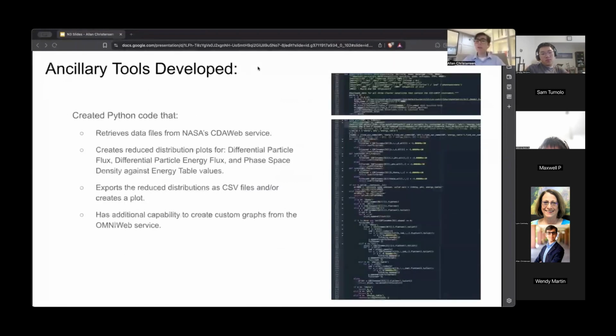Throughout this research process, I created Python code that downloads data from NASA's server, creates and exports reduced distributions of several variables to help automate future research.